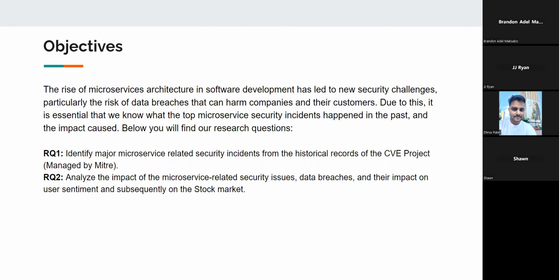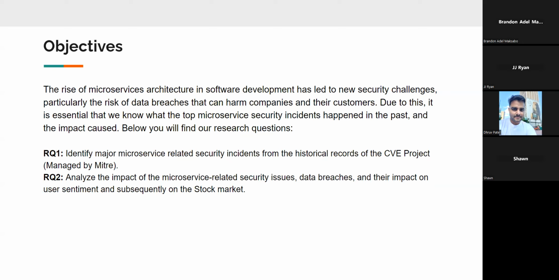Objectives. The rise of microservice architecture in software development has led to new security challenges, particularly the risk of data breaches that can harm companies and their customers. Due to this, it is essential that we know what the top microservice security incidents were in the past and the impact caused. Below, you will find our research questions.